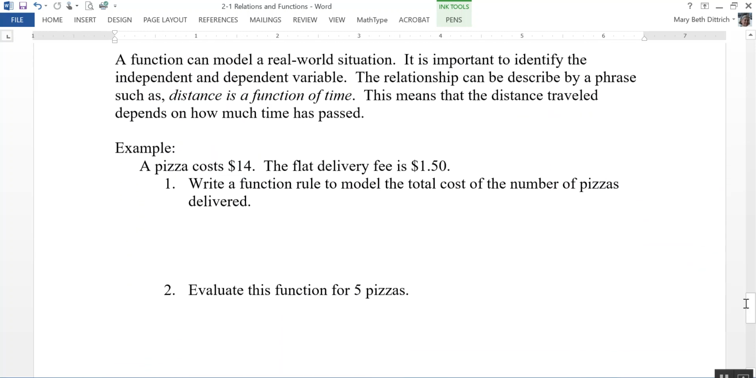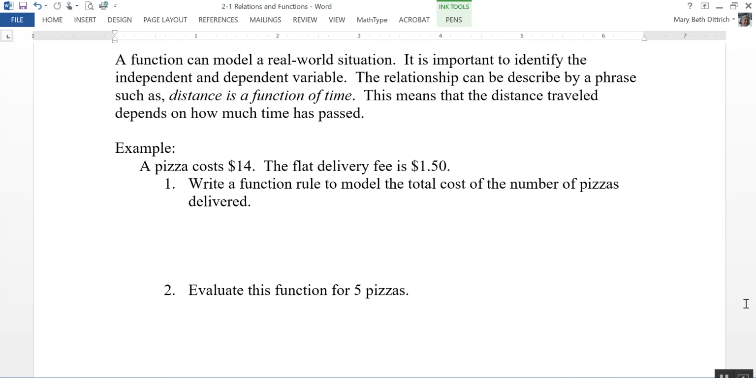A function can also model a real-world situation. It's important to identify the independent and the dependent variable in a given situation. The relationship can be described by a phrase such as, distance is a function of time. This means that the distance traveled depends on how much time has passed. How far you go depends on how long you spend getting there.